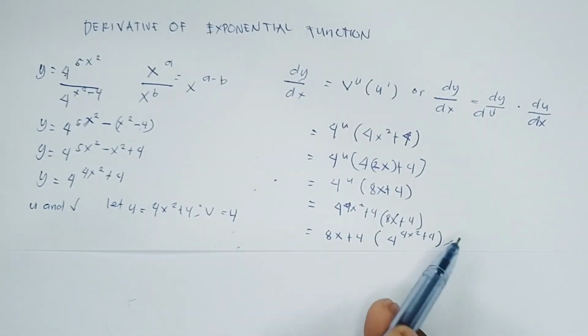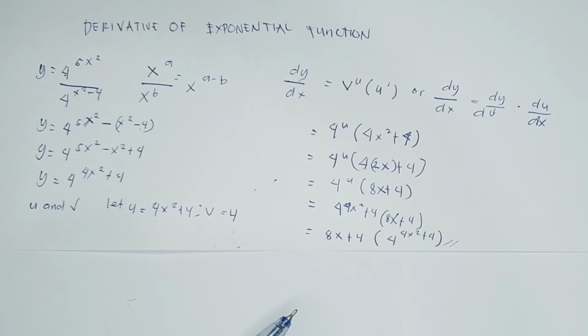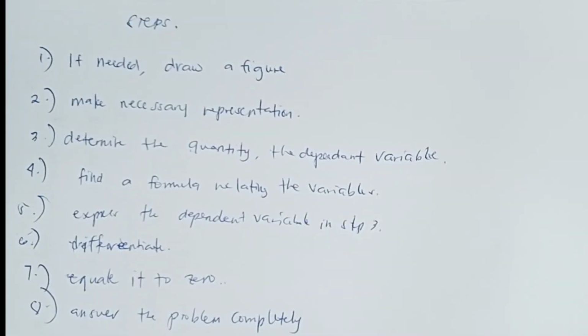Here's our answer. The answer for the derivative of the exponential function y is equal to 4 raised to 5x squared over 4 raised to x squared minus 4. Now, let's proceed to the maxima and minima.